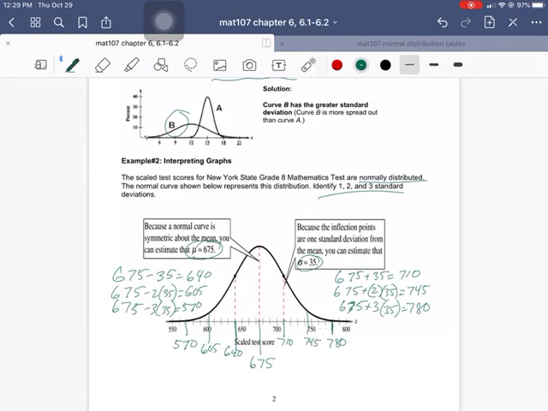Notice that we're using mu because it doesn't say all, but it implies all. So we have all of these test scores for the 8th grade New York State math test. So that's the population mean, which is mu, and this is the population standard deviation, which is sigma.